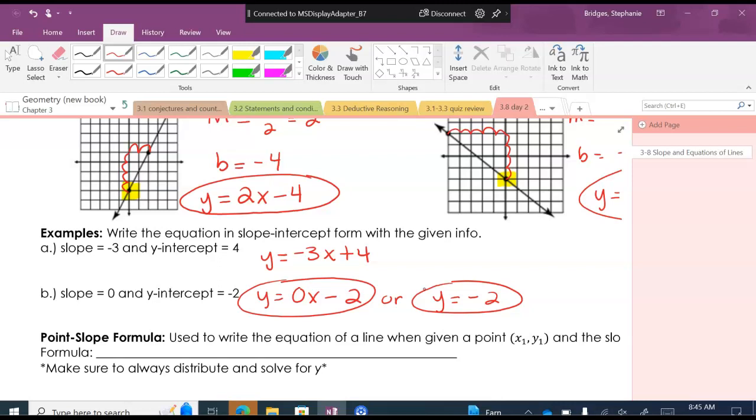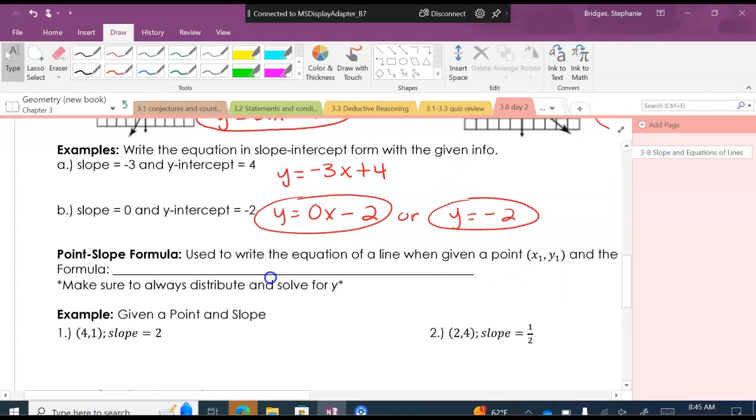All right. The next one that we are going to do is we're going to use the point-slope formula. Guess what you need? You need a point, an ordered pair, an x and a y, and you need a slope in order to use this. And the formula looks like this. We're going to write it down. It is y minus y1 equals m times x minus x1.